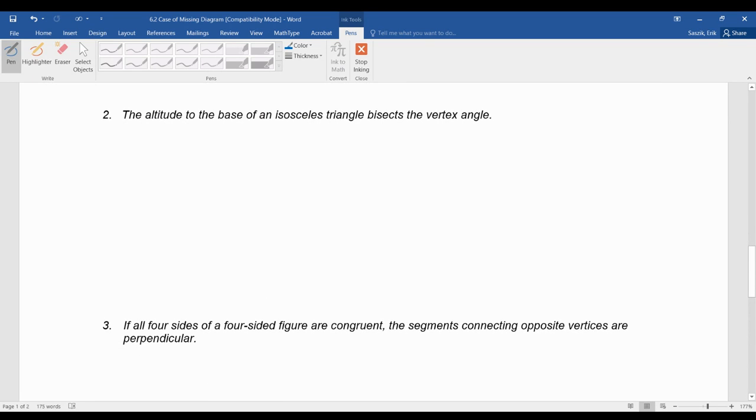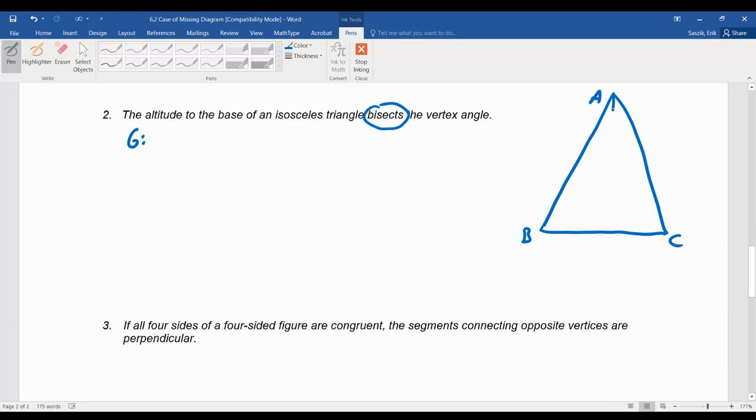So here, the altitude to the base of an isosceles triangle bisects. So there's the verb. Everything beforehand is the given. So we have another isosceles triangle. And the altitude to the base, I'll call that D.